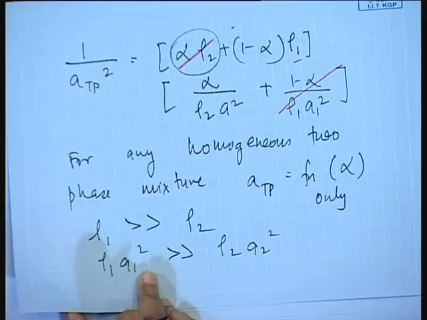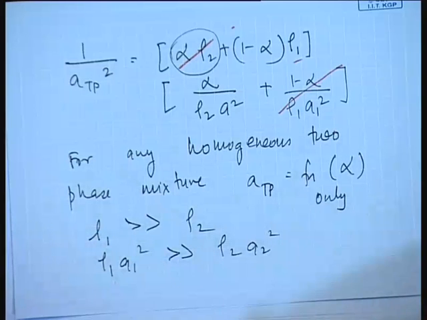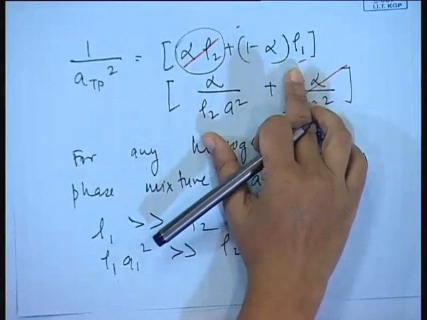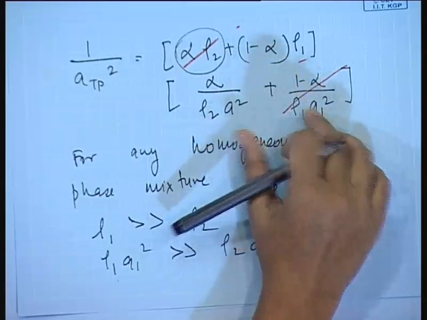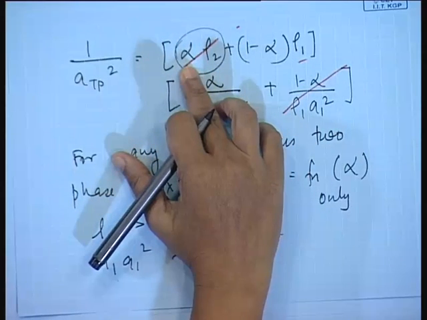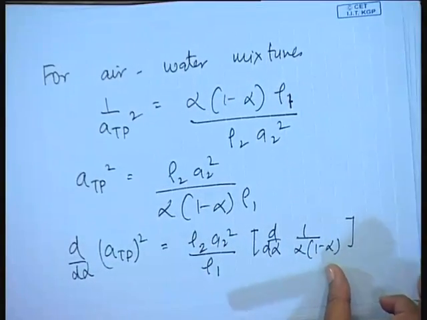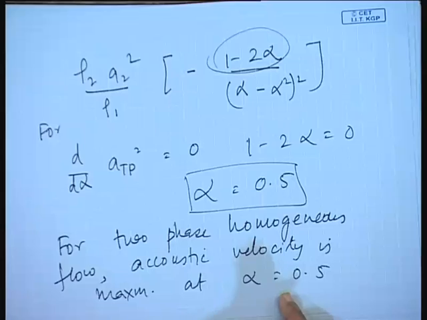Then next is homogeneous flow condition, otherwise we could not have replaced rho TP with alpha rho 2 plus 1 minus alpha rho 1. This we could do for homogeneous flow condition. In fact, under that condition alpha equals beta, which becomes an input parameter. Okay. So, therefore, we find that for homogeneous two phase flow of vapor liquid or gas liquid mixtures, the maximum acoustic velocity is obtained for a void fraction of 0.5.